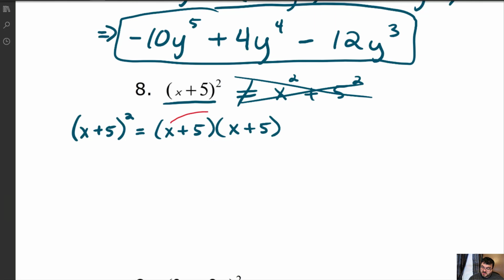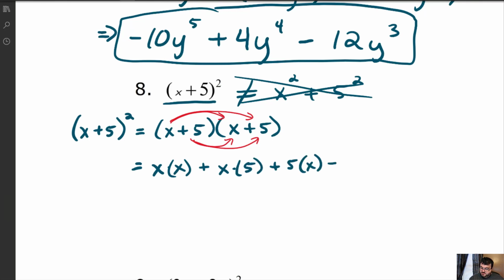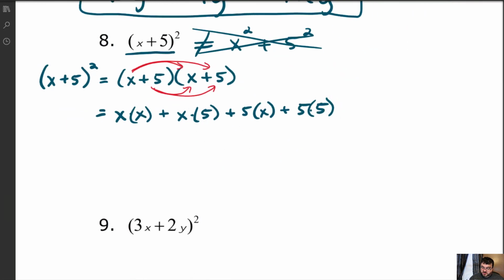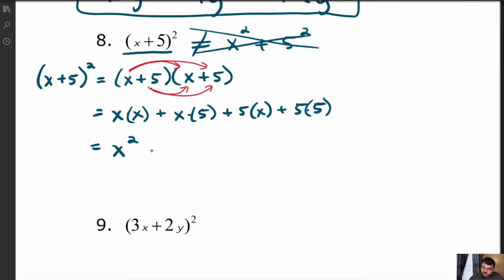We're going to take this x and distribute it to the x and the 5. Okay. Then we're going to take 5 and distribute it to the x and the 5 as well. So what you end up getting is x times x, which is x squared. And I'll write this out like this, I guess, here. x times x plus x times 5, and then plus 5 times x plus 5 times 5. Okay.